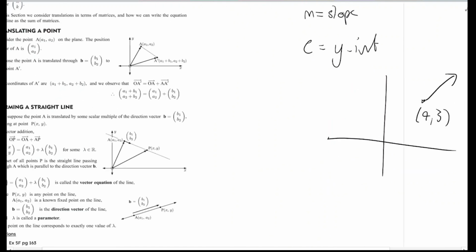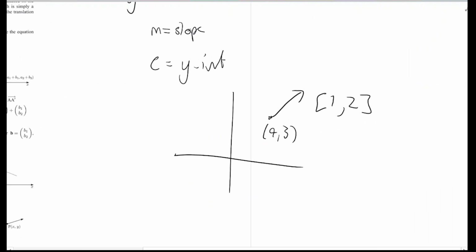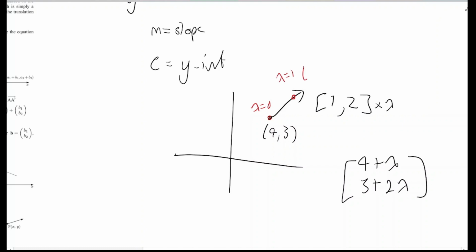It turns out that it's a lot better to describe this line with an equation where we multiply the direction by something called lambda. It's going to be 4 plus lambda and 3 plus 2 lambda. And that basically describes every point on the line. This point here is lambda equals 0, so you would just get (4, 3). But if you wanted the point at lambda equals 1, you'd get (5, 5), because if you put in lambda equals 1 there, you get 5, 5.